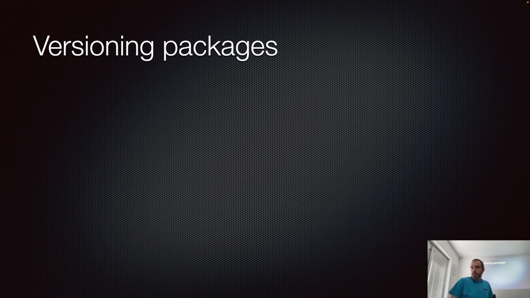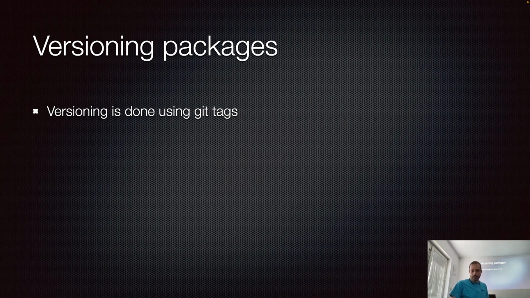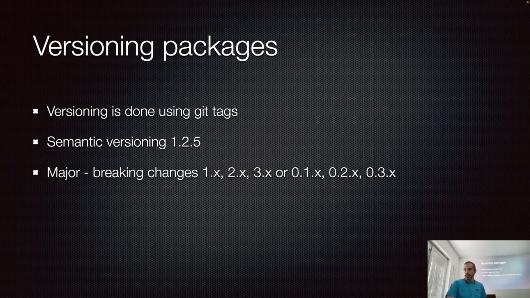I'd like to talk a bit about versioning packages. So versioning is done basically using git tags. So you create a tag, you add the name as a version, and Composer will recognize it. We use semantic versioning, so we have a major version, the minor version, and the patch version. The major version, we increase that when we do some breaking changes. So we do some new features, refactor something which is not compatible with the previous version. Then we increase the major number.